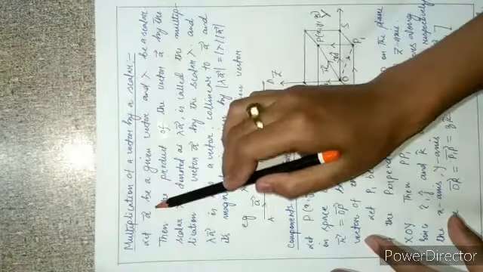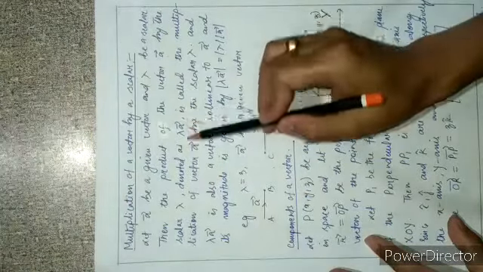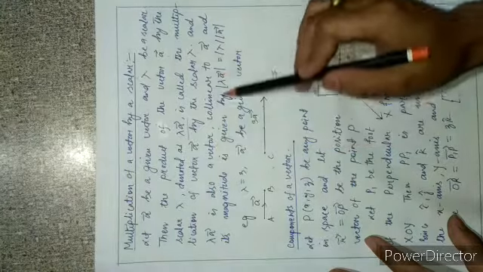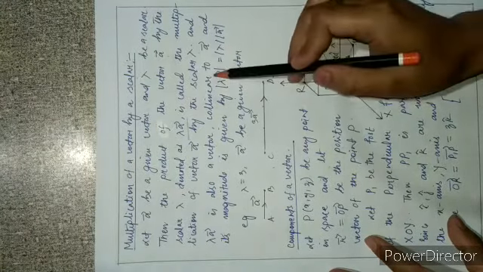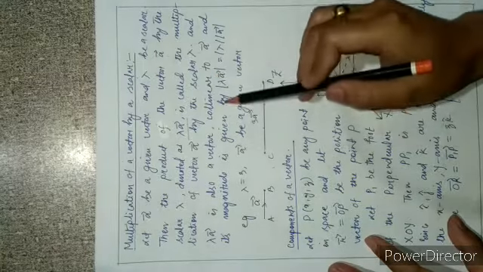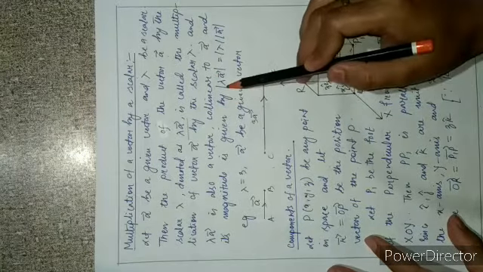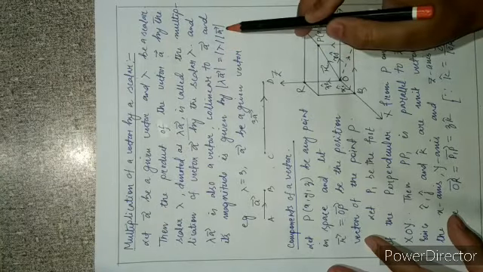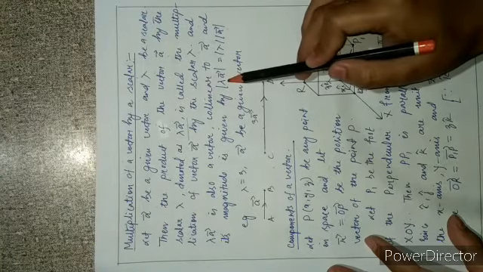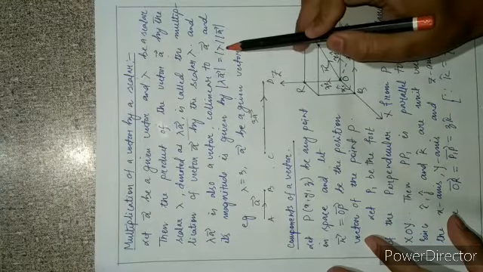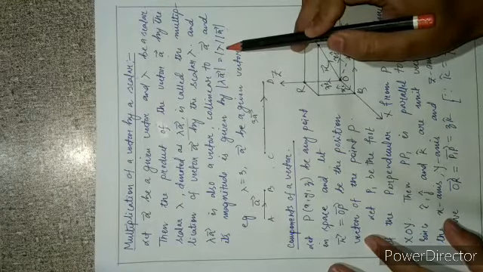Here, the scalar multiplied with the vector a represents a vector which is collinear with a vector. Collinear means parallel to the vector a, and its magnitude is given by magnitude of lambda times a vector is equal to magnitude of lambda and magnitude of a. Lambda can be plus or minus, positive or negative.